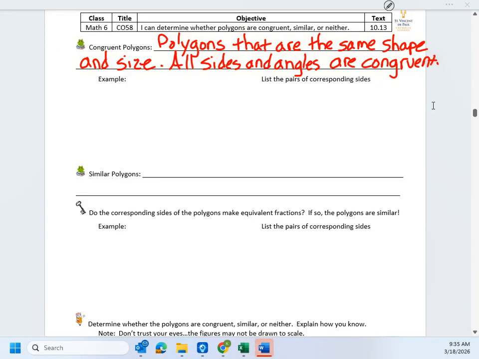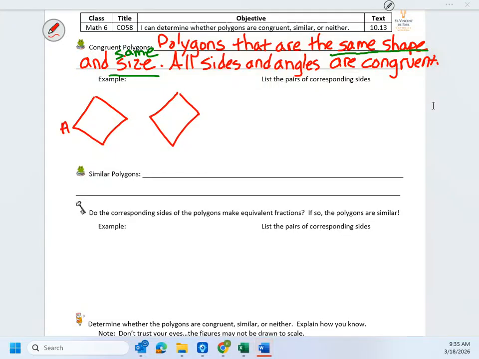So the big thing you need to remember for congruent polygons is they are the same shape, same size. Okay? Congruent means same shape, same size. So let's look at an example of this. Let's say we have this shape and this shape. This is labeled A, B, C, and D. This is labeled W, X, Y, and Z.